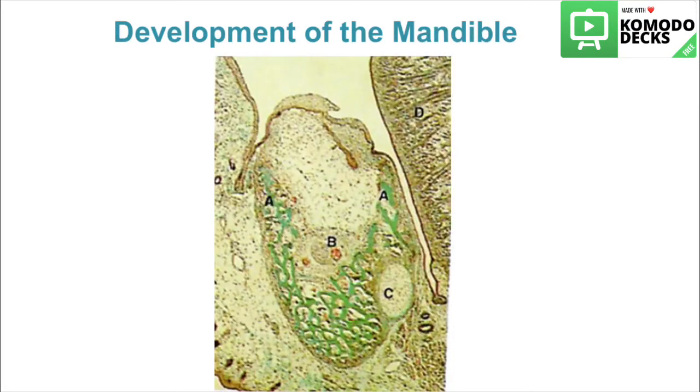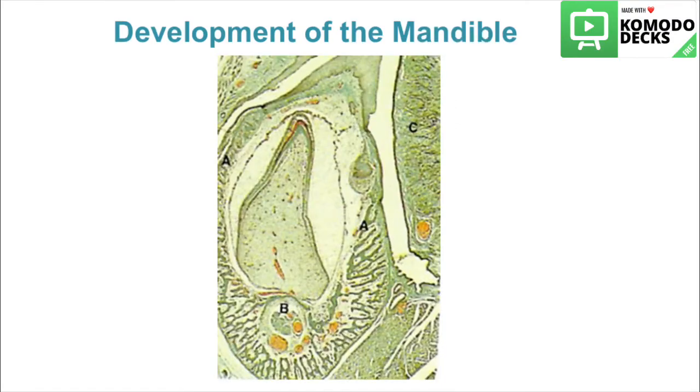Here we go. You see here A is the alveolar process developing, B is the neurovascular bundle, C is Meckel's cartilage, which is now smaller, and D is the tongue. The alveolar process you see in A, in B the developing neurovascular bundle, and the tongue in C.